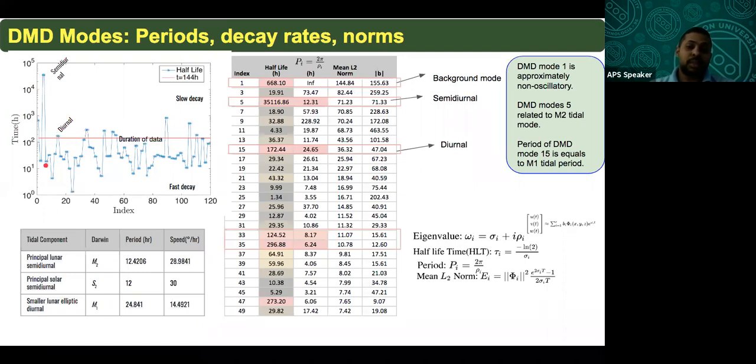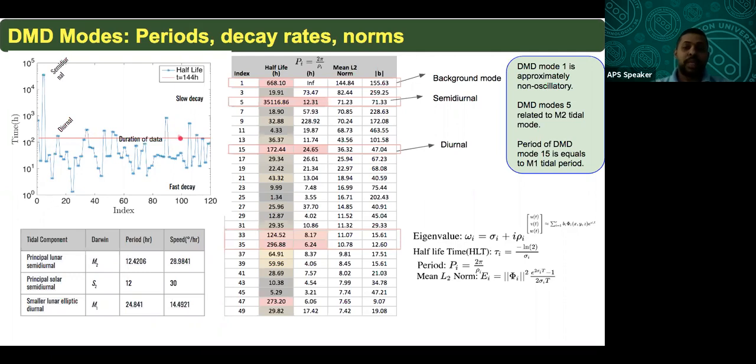Some of the modes have low half-life time, which means they decay very fast. And when we are thinking about the modes which have a decay rate lower than, or a half-life time more than, the data set we had, most of them are physically meaningful modes, like semi-diurnal mode, diurnal mode, and some harmonics of those modes. Those modes have the bigger half-life.